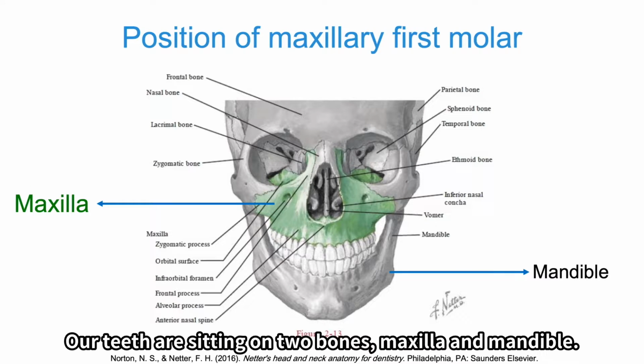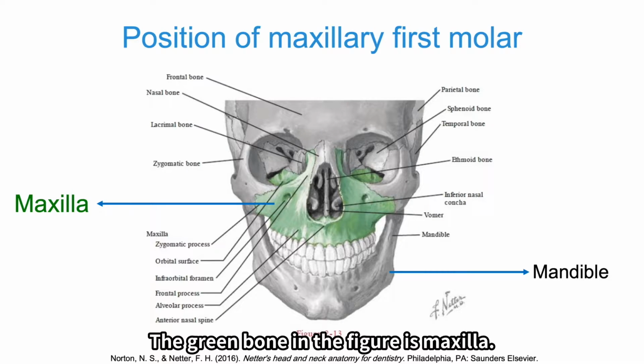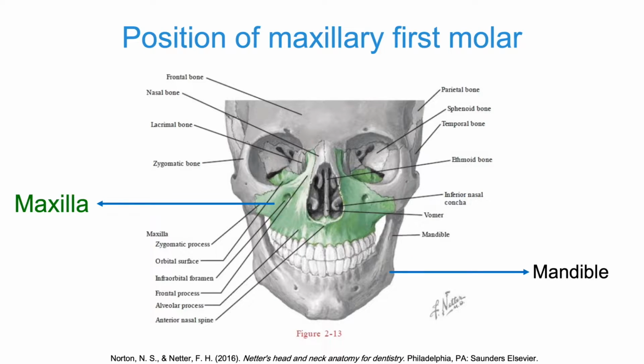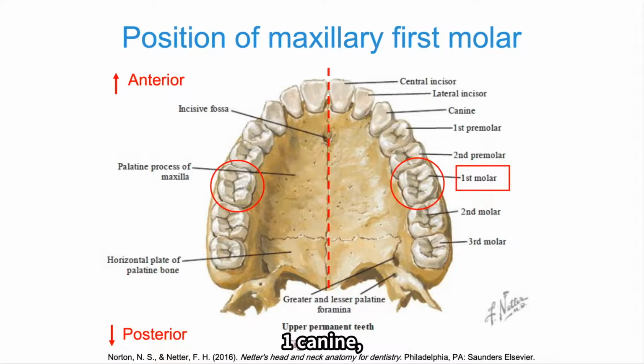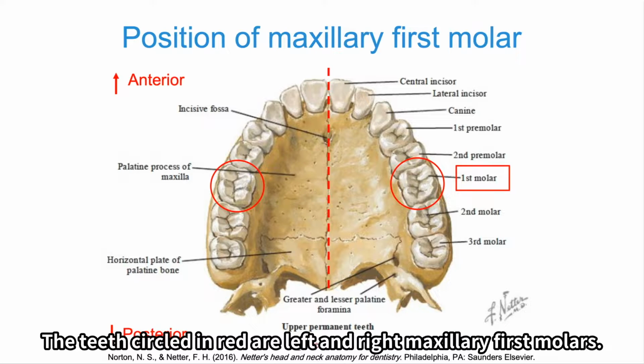Our teeth are sitting on two bones, the maxilla and the mandible. The green bone in the figure is the maxilla. Because the upper teeth sit on the maxilla, we also call them maxillary teeth. Among one side of the upper permanent teeth, there are two incisors, one canine, two premolars, and three molars. The teeth circled in red are the left and right maxillary first molars.